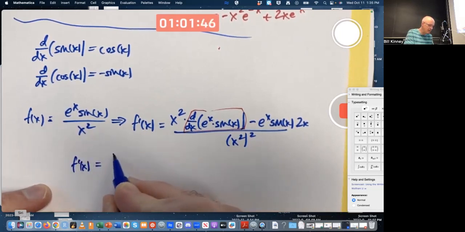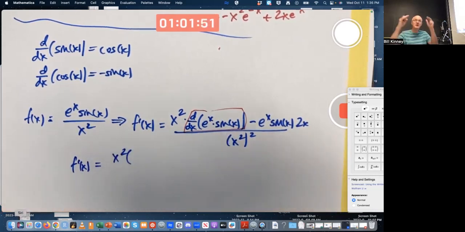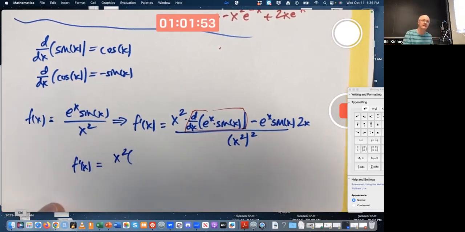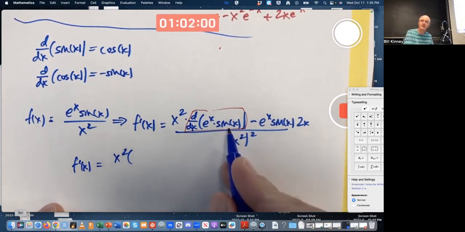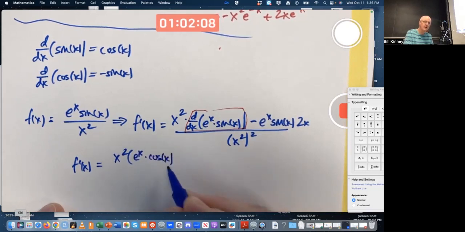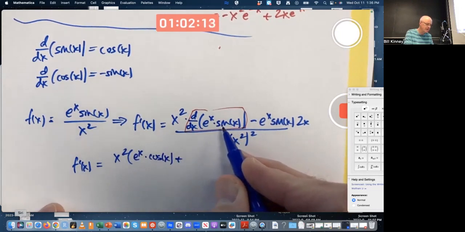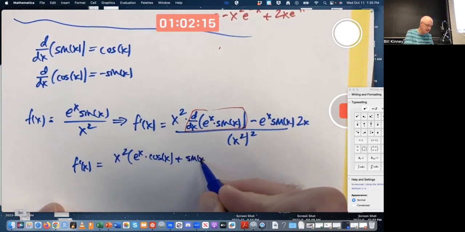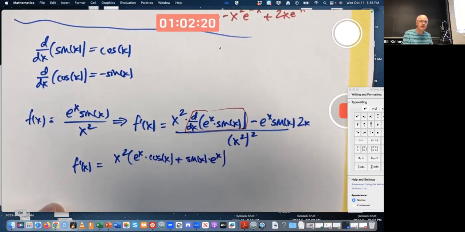And yes, also be careful about parentheses. I need to multiply x squared by the entire derivative of this product, which is going to be the sum of two things. I need parentheses. With this thing, e to the x is the left function, sine of x is the right function. Left d right, what's the derivative of sine? It's cosine. Plus right d left, but the derivative of the left is also e to the x, because the derivative of e to the x is itself.